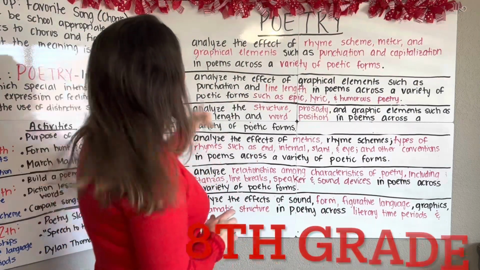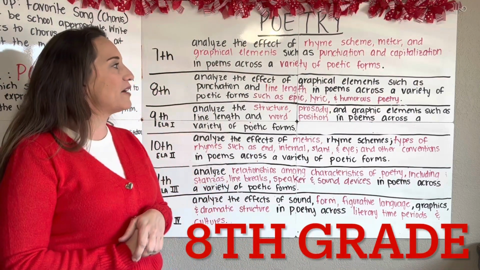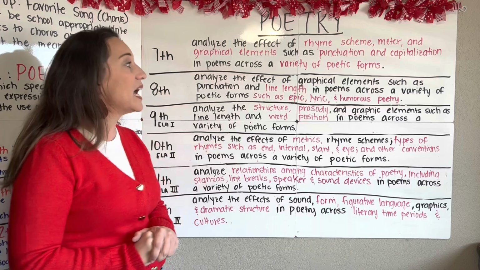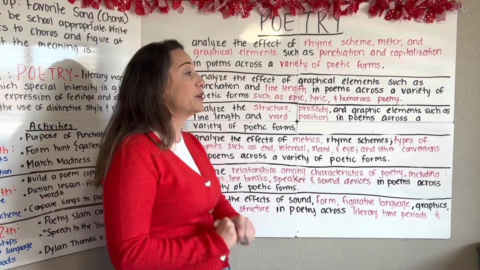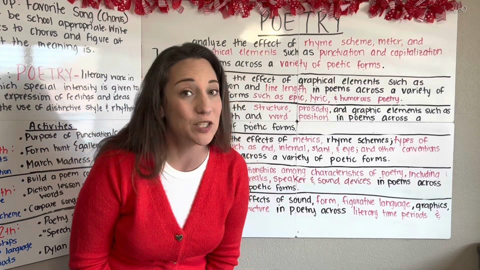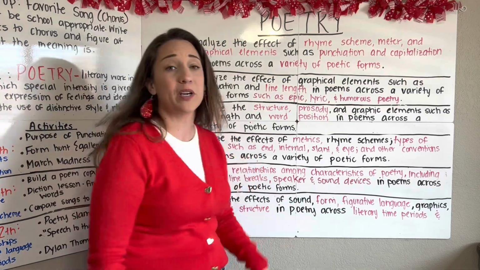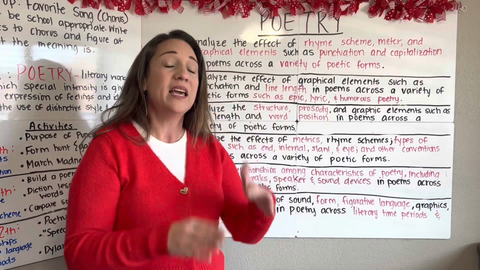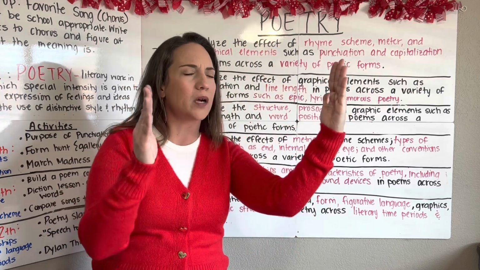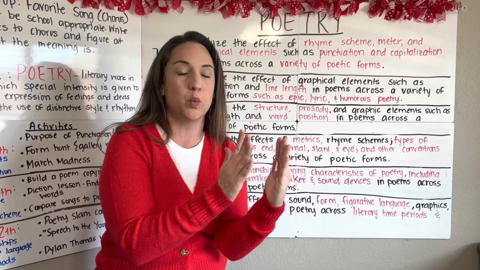8th grade. 8th grade says, analyze the effect of graphical elements such as punctuation and line length in poems across a variety of poetic forms such as epic, lyric, and humorous poetry. Again, this is why we can't get anything done, guys. And we're going to focus on line length. So you're going to have the students specifically go into these poems and look at how authors have some lines long, some short. Maybe one has just one word.